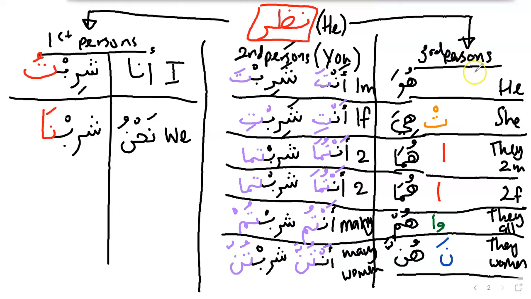So for he it is the same, Nazara. Hua Nazara. He looked. She looked, we will say Nazarat. They two looked, the males, Nazara, with an alif at the end. The two of them looked, the females, Nazarata. Remember the ta there.